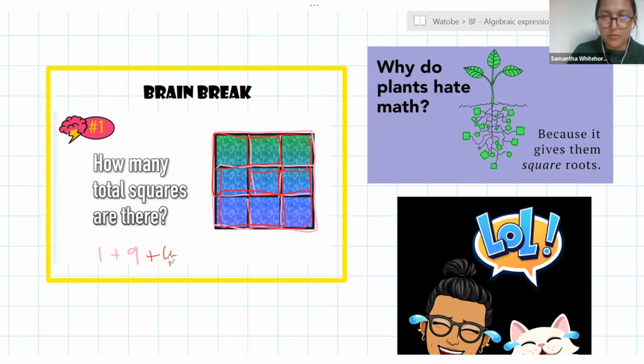No, those are all of my squares. So if I add this up, I've got 14 squares. Woo! Well done, my people.